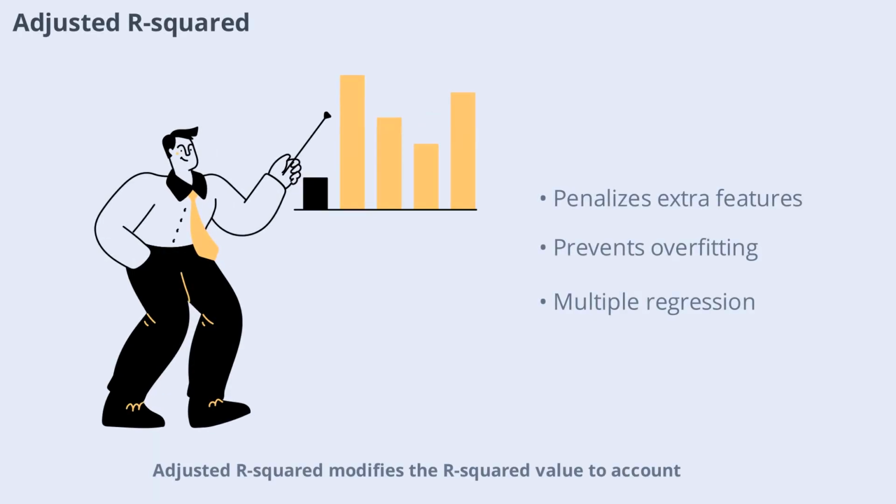Adjusted R-squared modifies the R-squared value to account for the number of predictors in the model. It penalizes the addition of unnecessary variables, helping prevent overfitting. This metric is especially important in multiple regression, where adding more features can artificially inflate R-squared. Adjusted R-squared gives a more honest assessment of model performance when dealing with complex datasets.